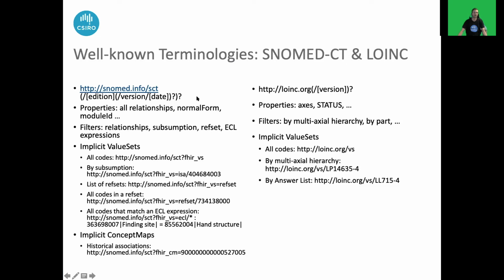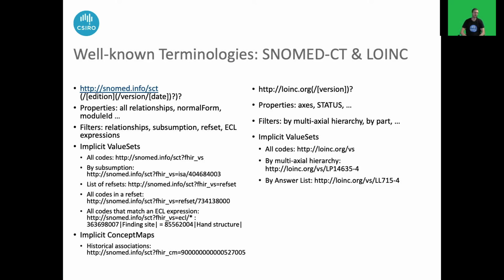The properties that are defined for SNOMED CT include all of the relationships in SNOMED CT. So things like has active ingredient or finding site or procedure site for conditions or procedures. The normal form for a concept is another property you can retrieve, as well as the module ID that contains the definition of that concept. The filters that are available for SNOMED CT, all of those relationships are available as filters as well. Subsumption is available as a filter. So concept ISA allows us to find all of the concepts that are descendants of a certain code. Membership of a ref set is available as a filter, as are ECL expressions. So the expression constraint language is a very expressive way of constructing queries over the SNOMED model that allow you to very precisely narrow down a specific set of concepts that you're interested in.